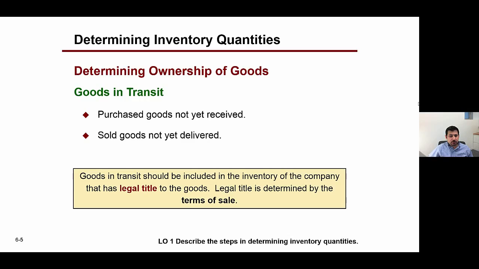Another thing that needs to be taken into consideration is the ownership of goods. Who owns those goods in transit? As you remember, we talked about that before. Those are the goods that the company either sold but did not deliver yet, or the company purchased but has not received yet. Either way, it depends on the legal title. The party who owns them during the shipping will need to include them in their inventory.